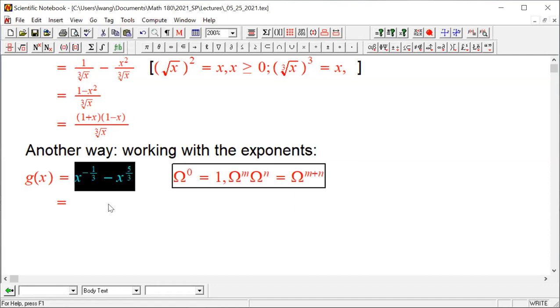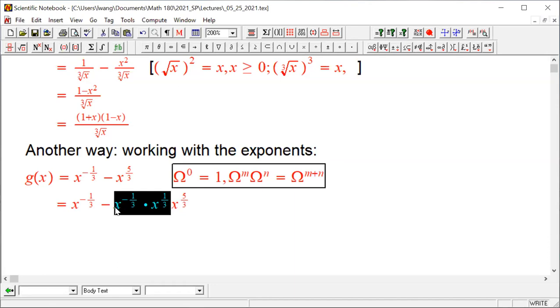Then you say, hey, I don't have it. That's okay. You can make it by multiplying by 1. Because if you combine these two, you get x raised to the power of negative one third multiplied by x to the power of one third. Negative one third plus one third makes 0, so what you're creating is x to the power of 0.